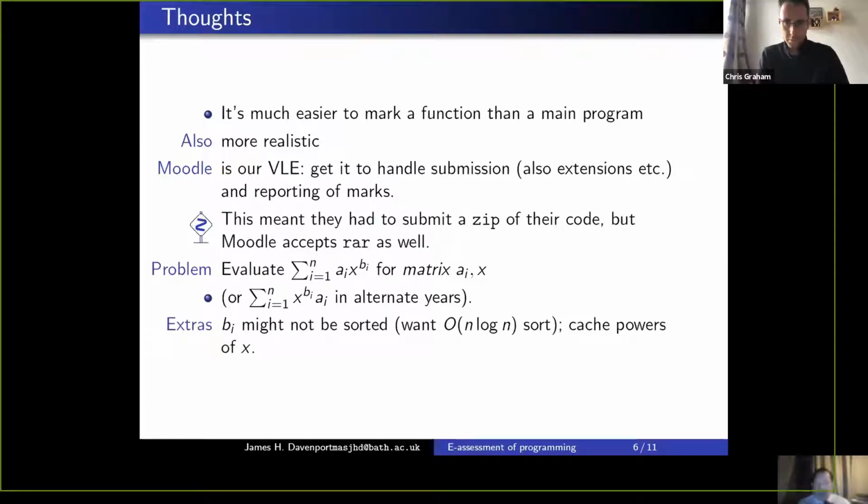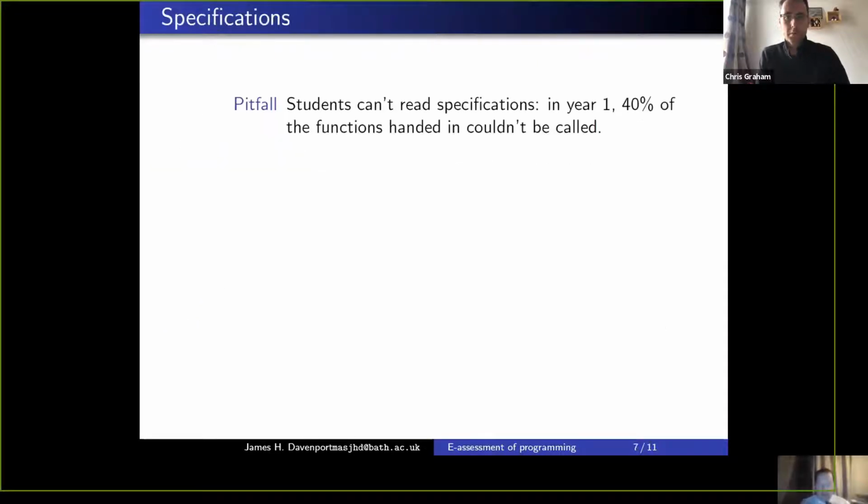And then there are various extra variants. So for more marks, I would ask them to deal with the case when the Bi were not sorted, or deal with the case when you actually had to cache the powers of x to avoid recomputation. And those were sort of the part of the coursework where I got the extra marks.